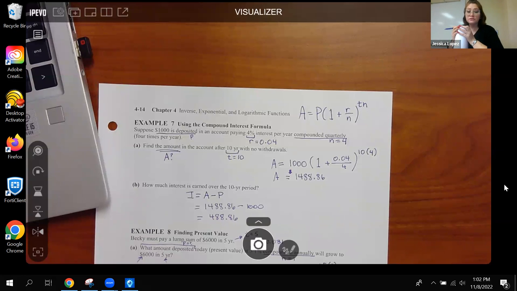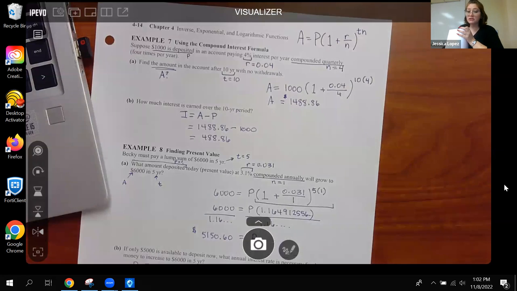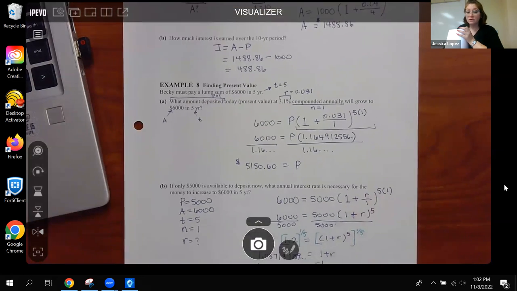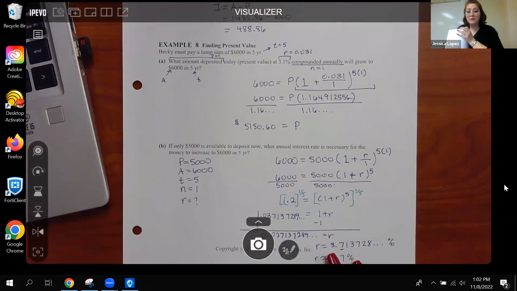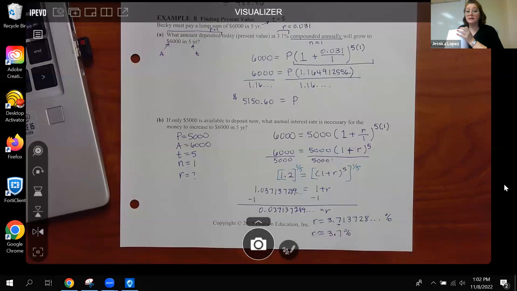But as soon as we get to 4.3 and we learn about logarithms, we will be able to solve for T, okay? So these interest problems, you'll see them in 4.3, but they will come back again in 4.4, okay? Because with the knowledge you learn in 4.4, you'll be able to find T as well, okay?